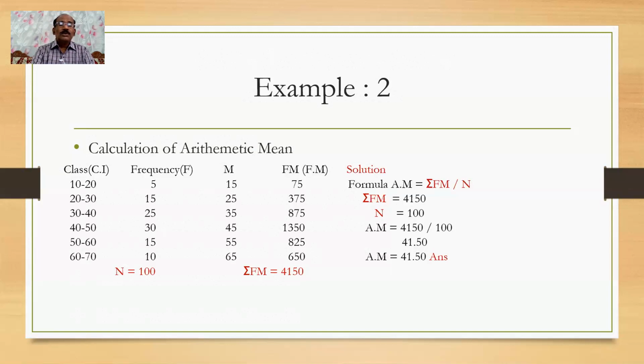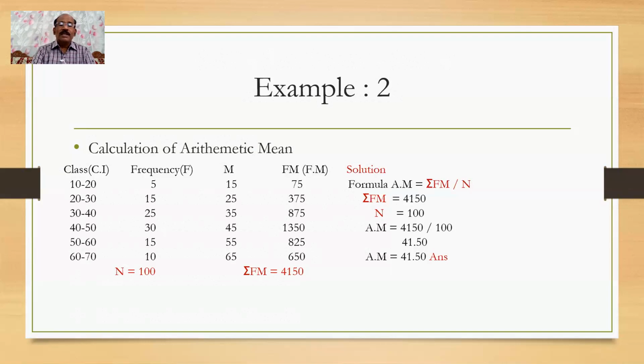In which method we are going to do this problem? We are going to do this problem in direct method. In the previous problem, what I told, first you have to note down the formula for arithmetic mean. Arithmetic mean is equal to sigma Fm by N. Here, to get arithmetic mean, sigma Fm is needed and N is needed. How are we going to get sigma Fm?